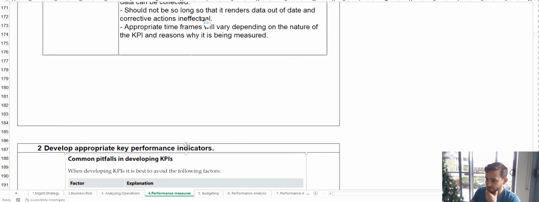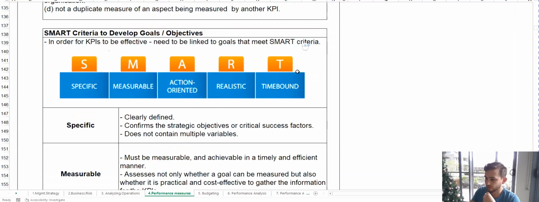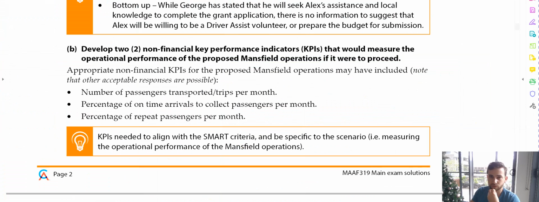Okay, so let's bring up our SMART criteria over here and make sure that they've actually achieved all of these. So first thing, specific. Number of passengers transported trips per month. That's pretty specific to me. And they haven't made it into multiple different variables. They've got a single variable. It's just passengers. Next is measurable. Well, they can get the data for this and they can do it in a cost-effective way. They'd have the records for that in the system, and they can just pull that data out cost-effectively.